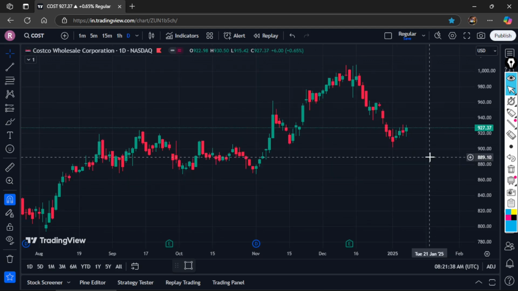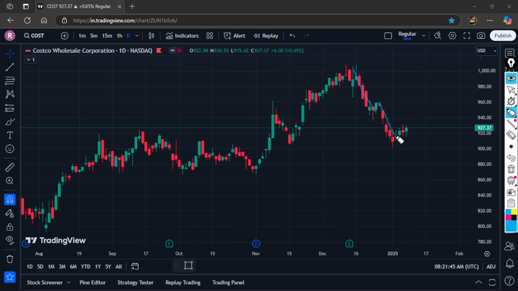Here in COST, you can see that the selling pressure was here after a buying momentum, and it is again trying to go upside. But I am not interested in buying here; I am interested in the selling side. If it opens gap down and tries to go downside, then this is not an important level for me. The next important level for me is this. So if it opens gap up and tries to go downside, then I am interested in the selling side, not the buying side in COST.